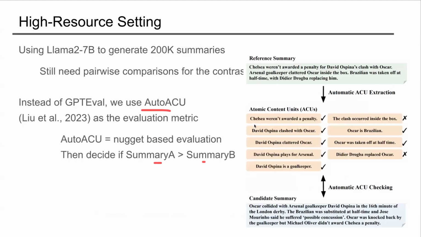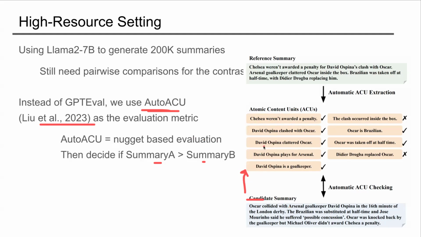Yeah, that's a good point. In general, evaluation of summarization is still a problem that people actively look into. There was some previous work, for example this AutoACU, that identifies atomic content units that basically try to capture the main concepts of the summary, and then checks if the candidate summary includes these or not. And then they assign a score based on that. So there are approaches like this.